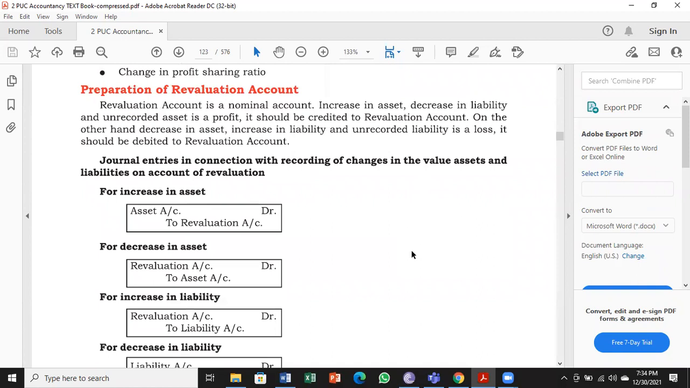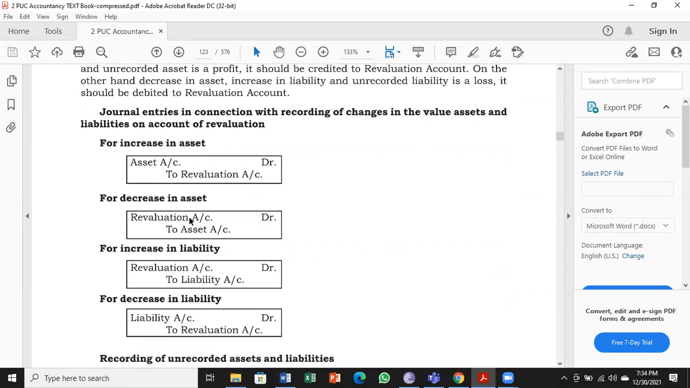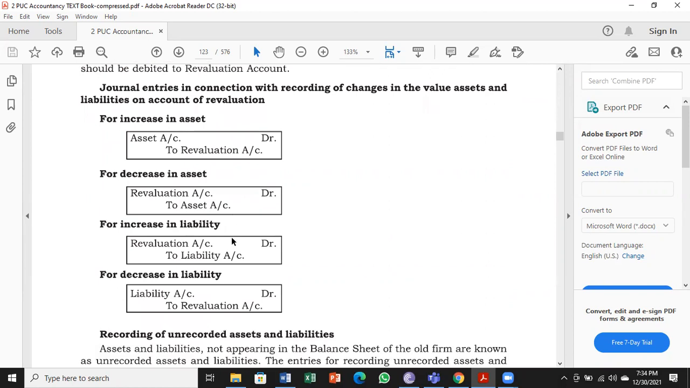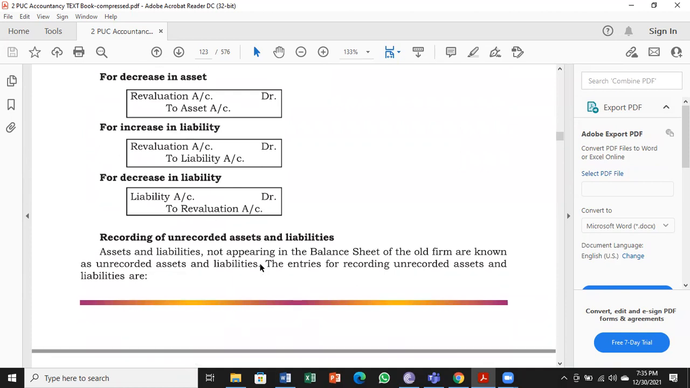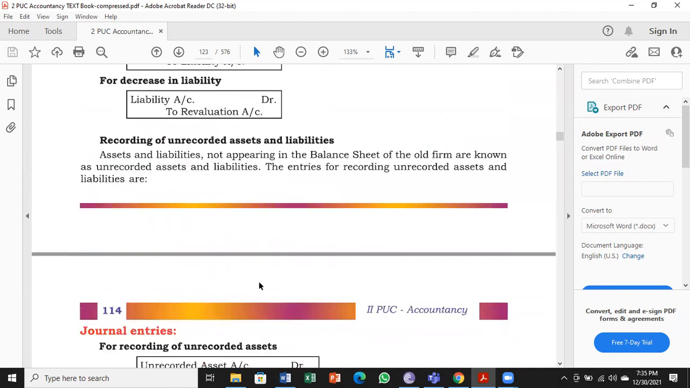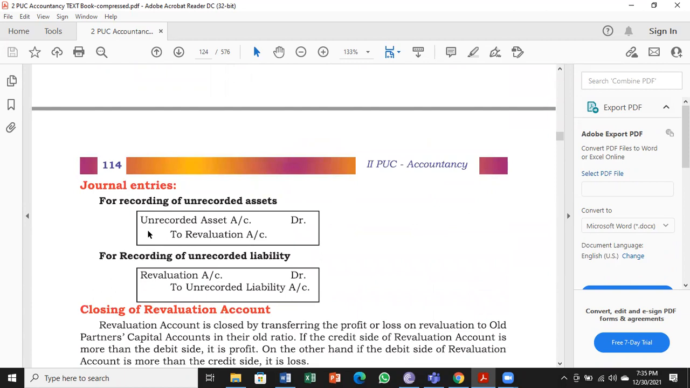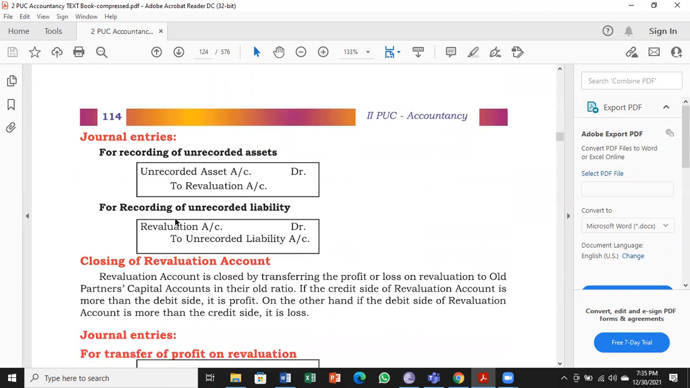Journal entries we may not be able to understand easily, but I'll show in the working later. For increase of an asset, asset account debtor to revaluation account. For decrease of an asset, revaluation account debtor to asset account. They may ask this for 1 mark or 2 marks, journal entries. For increase of liability, revaluation account debtor to liability account. For decrease of liability, liability account debtor to revaluation account. Even unrecorded assets and liabilities can be brought into the picture, that is, not recorded in the books and not shown in the balance sheet. That is called recording of unrecorded assets and liabilities. For recording the unrecorded asset, asset account debtor to revaluation account. For recording of unrecorded liability, revaluation account debtor to unrecorded liability account.